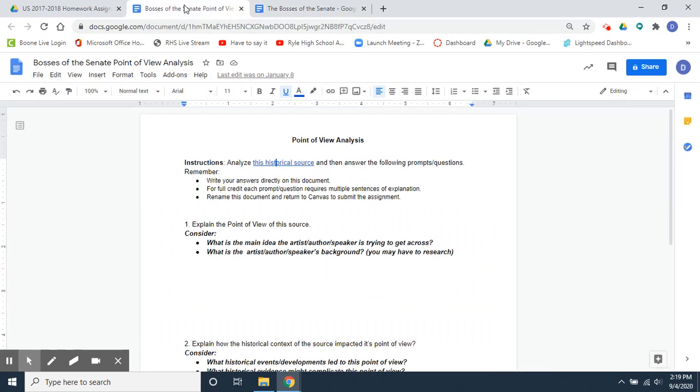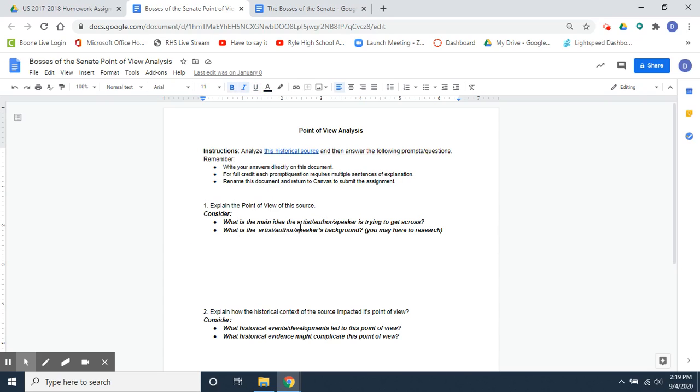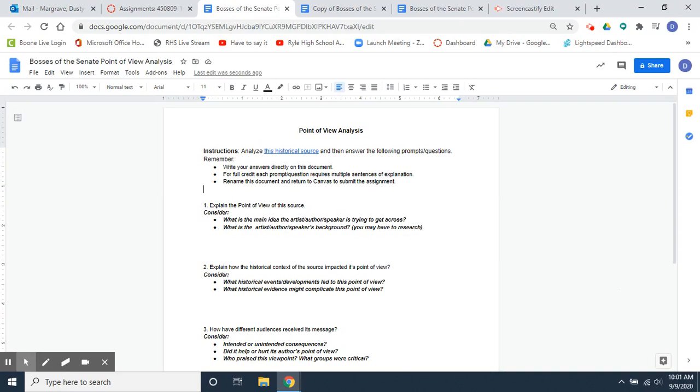Okay, so now let's go back to our sheet. On the assignment, you're going to write your answers directly on the document. For full credit, you're going to write a couple sentences for each one of these, rename this document, and submit it on Canvas. Now let's look at some examples of how you might answer this.